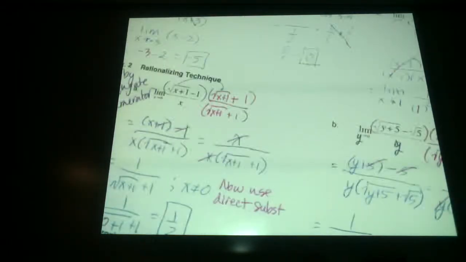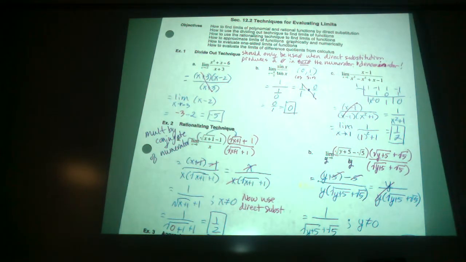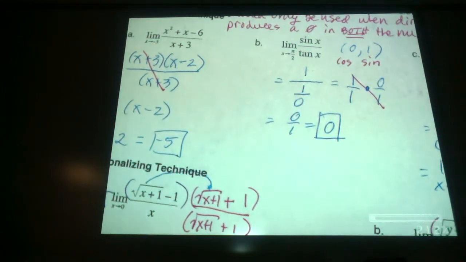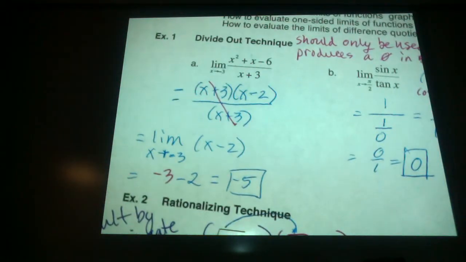All right, so then let's look at 12-2. So 12-2, we're just going to look at some additional techniques other than substitution, looking at a table, or looking at your graph to find a limit. So here we have, oh, and I put out the divide out technique. The divide out technique you really should use when direct substitution produces a 0 in both the numerator and the denominator. So not just the denominator. Use this method called divide out when it occurs in both places.